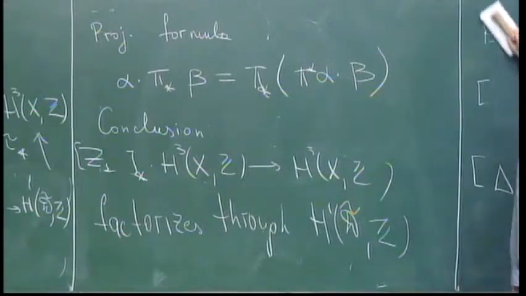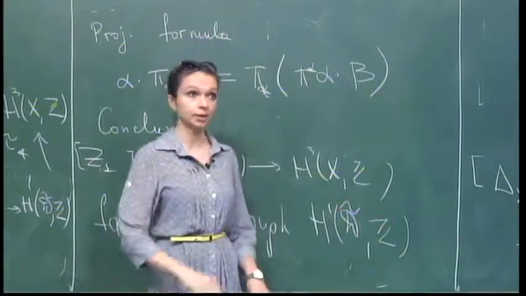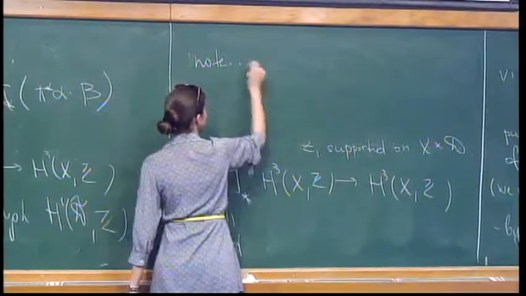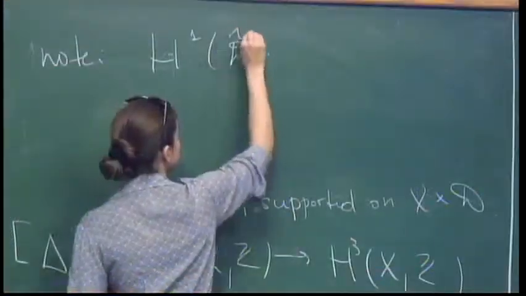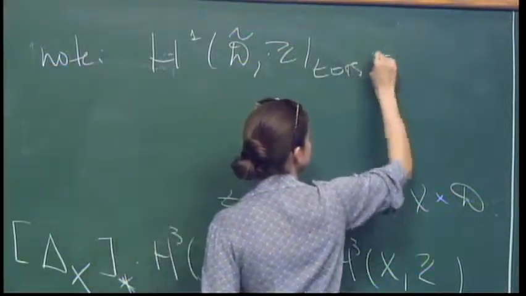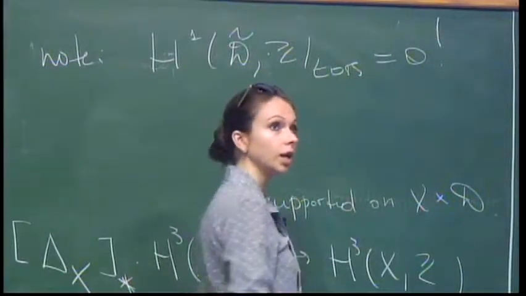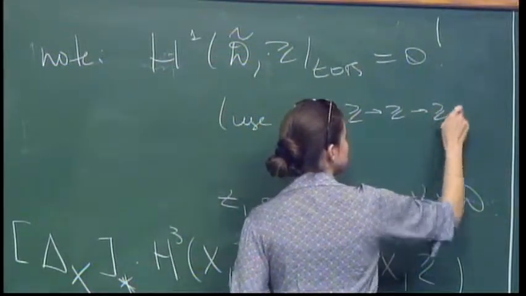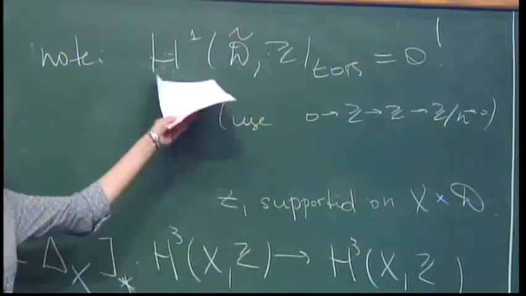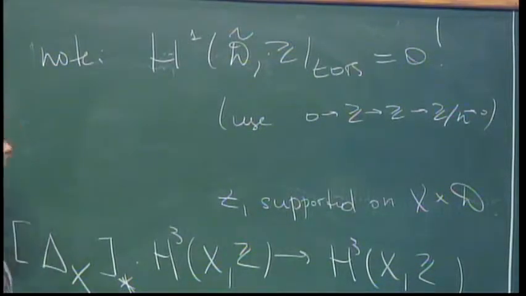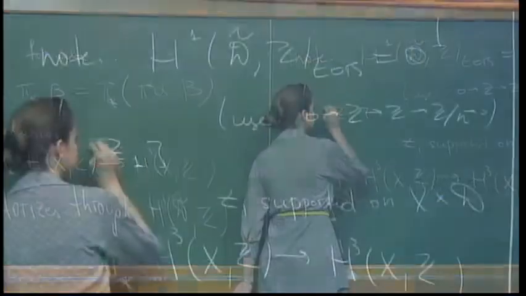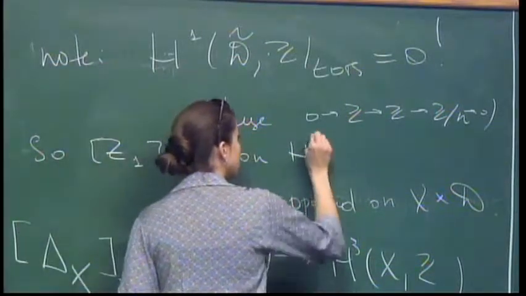Okay, so why is it useful? Well, it is useful because we are actually interested in the action on the torsion here, right? And note, the group H1 D tilde Z has no torsion, never. To see this, one can just use the exact sequence of sheaves, this one, and then write down what it gives, and we see that there is no torsion in these groups. So these are very good news because this map is 0 on H3 X Z torsion.